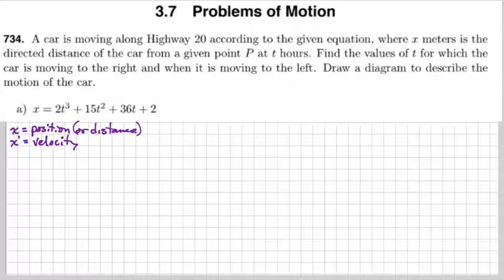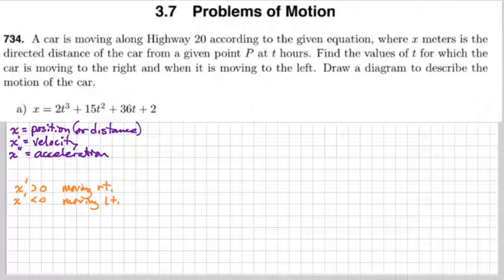So if you're a particle or object, whatever it is, if it's moving left or right, but we'll get to that in a second. Then x double prime would be your acceleration. When x prime is positive, then you're moving right. When x prime is negative, then you're moving left. So I'm just going to spit out all this vocabulary here for you guys, and we'll actually do this problem and talk about these in more detail.